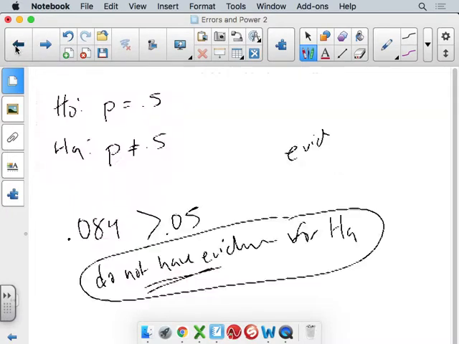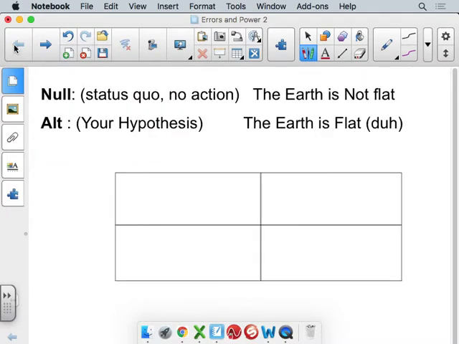So let me do my example here. You have a null and an alternative. The null is always your status quo, a claim, whatever. Your alternative is your hypothesis. Let's say I'm putting them into words, just a random example because we're going to do some word examples today. Let's say my null is that the earth is not flat. That's normal people. And then your alternative is that the earth is flat.